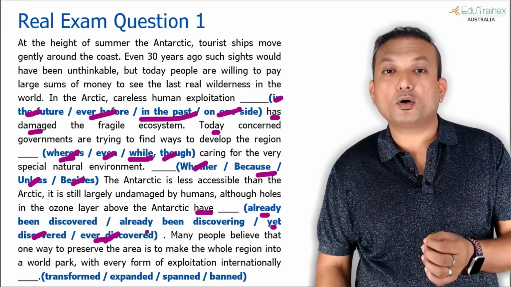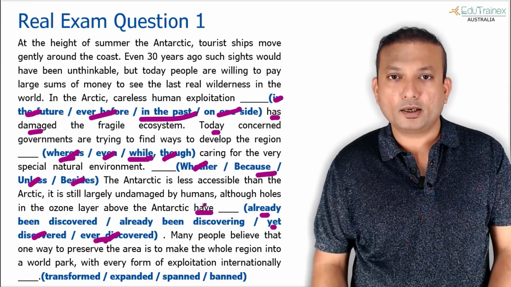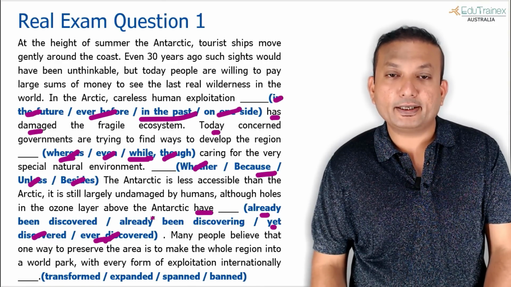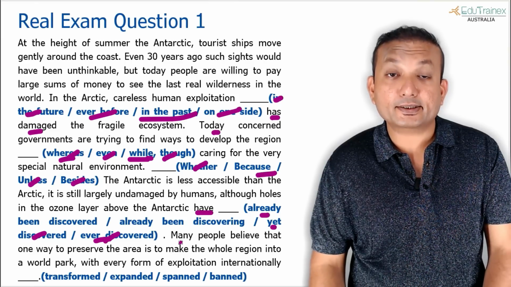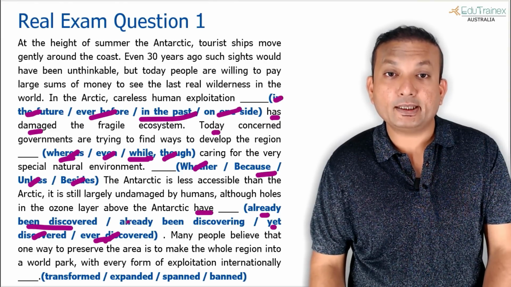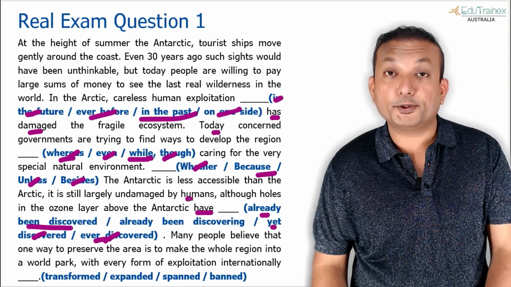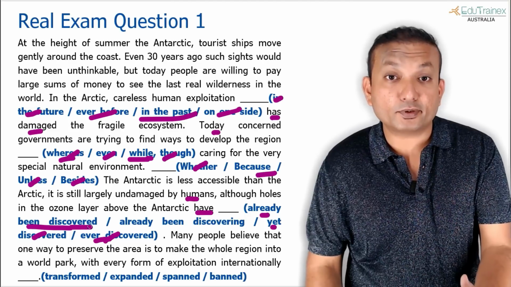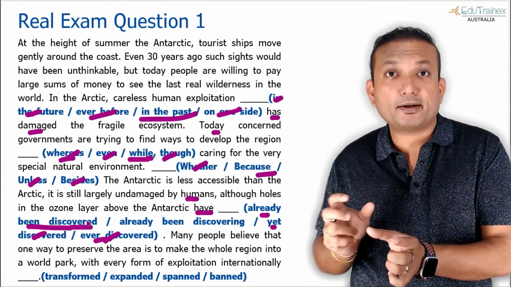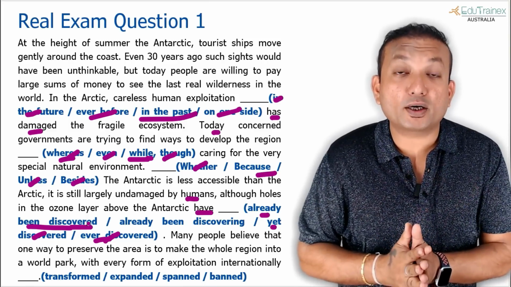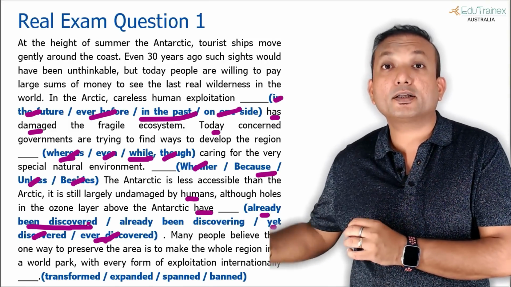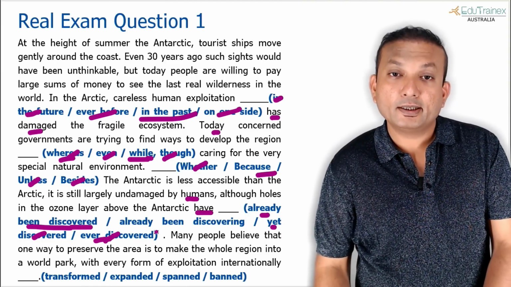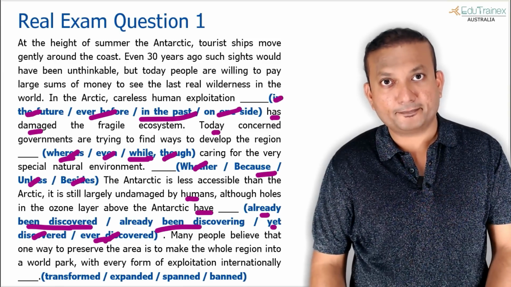Already been discovered or already been discovering. Have already been discovering. Who is discovering? Although holes in the ozone layer have already been discovered. It is talking about something that has been done by someone. Who is that someone? Humans. So already been done, or already been discovered, already been discovering. You have to have something after that. What am I doing? I have been discovering the concepts, or I have been discovering new vocabulary. So you have to complete the sentence. You can't have already been discovering at the end of the sentence.